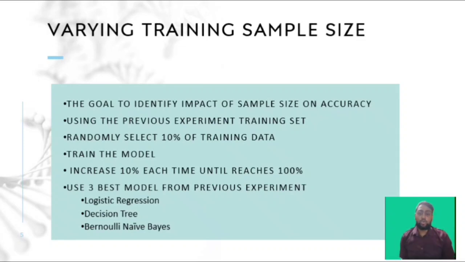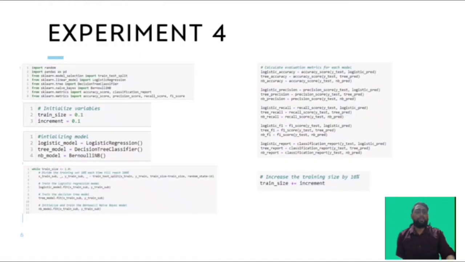from 10 to 20 until it reaches 100. For this experiment we use the three best models from the previous experiment, that is logistic regression, decision tree and naive Bayes. I'm briefly going to explain about the code itself. As you can see, I use a while loop to loop the training size, so it increases 10% each time until it reaches 100%.